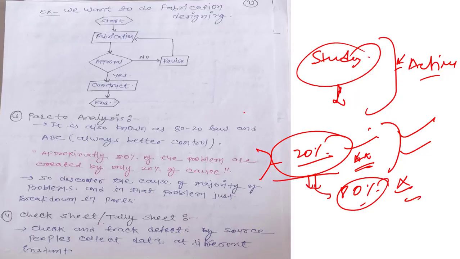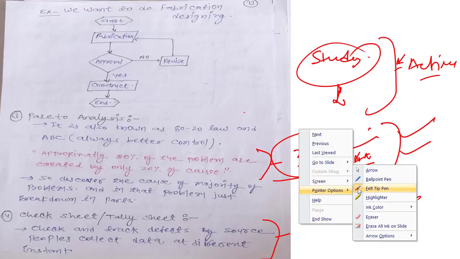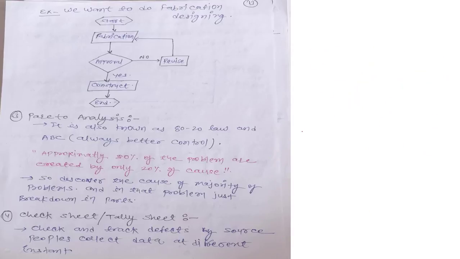Next we will discuss, sir, check sheet or tally sheet. So this is like a normal, manual method. For example, in a company many persons are there, many workers are there. Some quality persons are there, they will go day by day or hour to hour, checking and tracking the process.